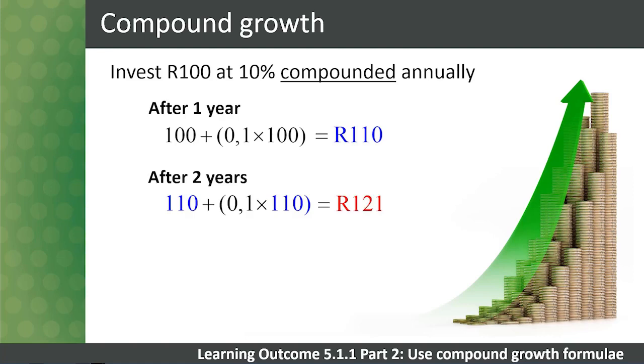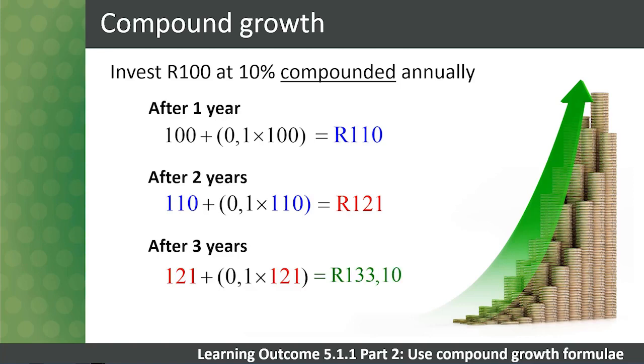After the third period, interest is calculated on the principal, plus the interest earned in the first period, plus the interest earned in the second period. So, after 3 years, we have 133 Rand and 10 cents in the bank, and so on.